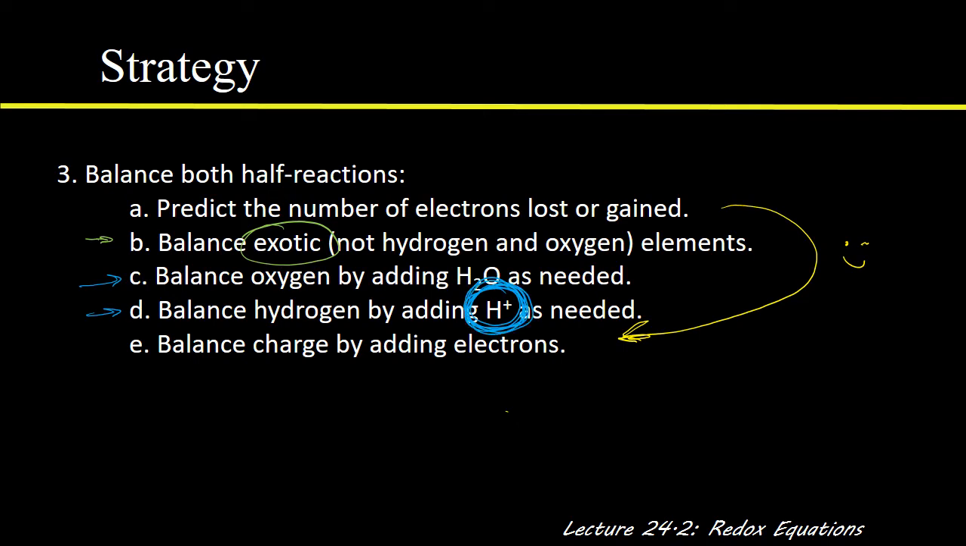So we'll just add H plus as a reactant or a product as needed to balance it. And if it's basic, we'll correct it at the end to change it from acidic conditions to basic conditions. And then the last step for balancing the half reactions is to add in electrons to balance the charge.